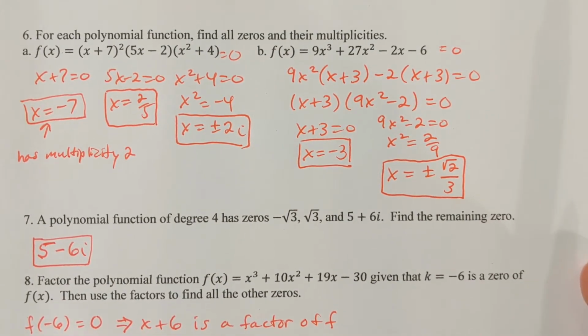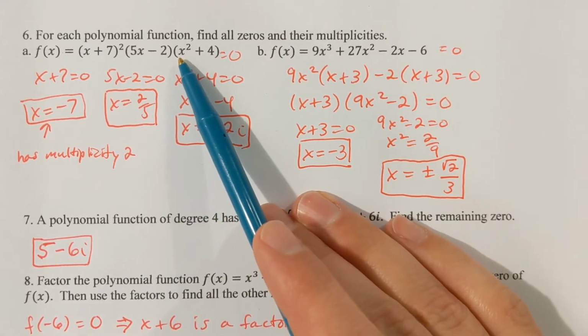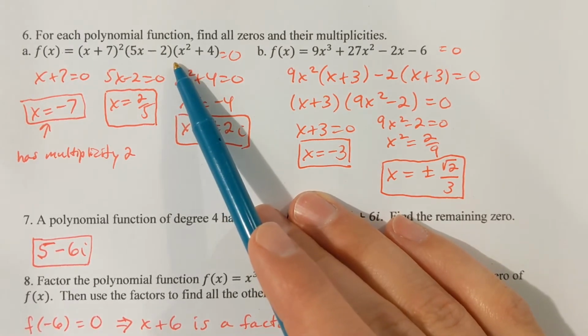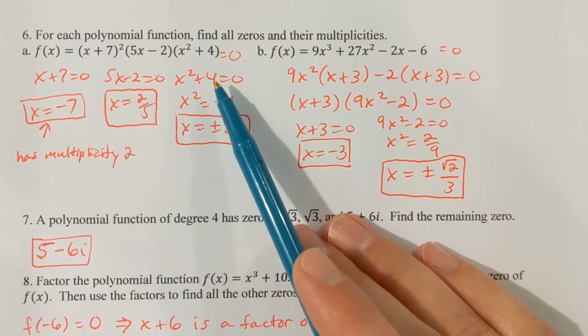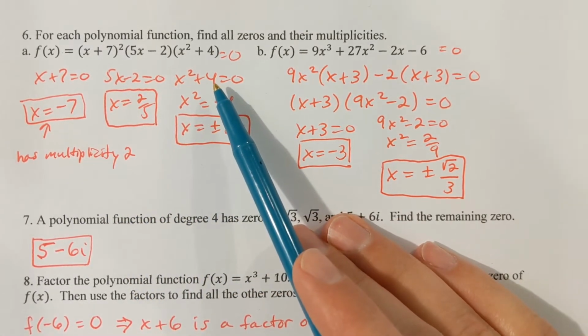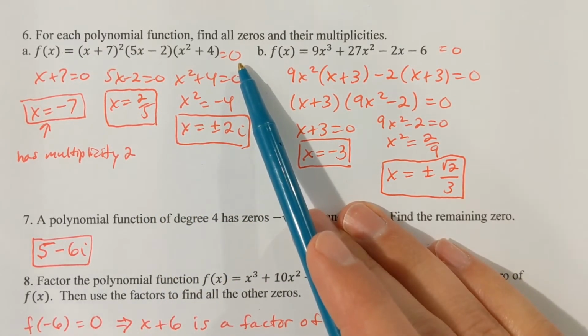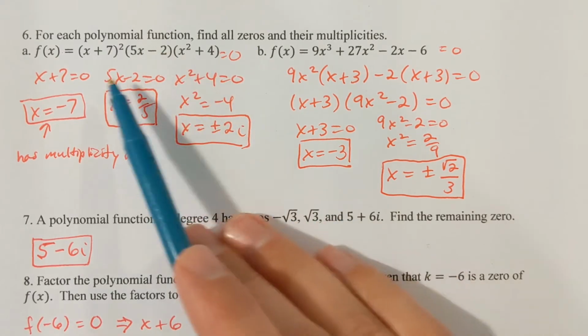Problem 6, we're supposed to find all the zeros for each polynomial function. In part A, now I do have a polynomial, although this is conveniently set up in a factored form, because I can just simply set the factors equal to 0, right? I want to find the zeros, so I'm looking for the numbers that are going to return 0. Therefore, it makes sense to set the function equal to 0 and solve for x. You can set the individual factors equal to 0.